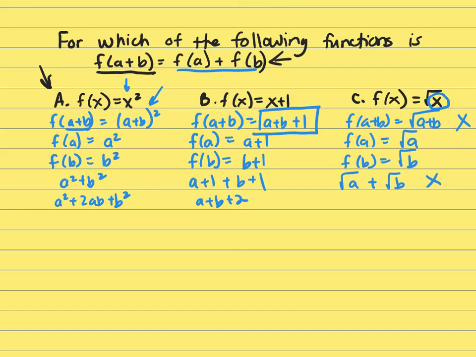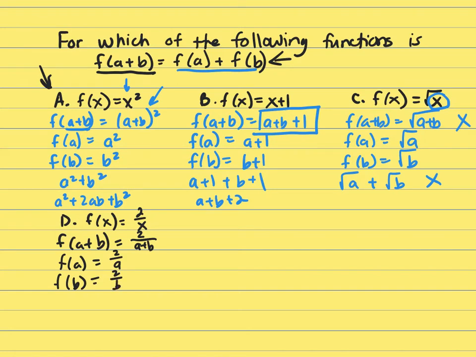All right, what was part D? D is 2 over x. F of x equals 2 over x. So let's find f of A plus B. Substitute in for x. And that gives you 2 over A plus B. Find f of A, which is 2 over A. Find f of B, which is 2 over B. And f of A, which is 2 over A, plus f of B, which is 2 over B, is not equal to that, because you've got to get a common denominator here of AB.